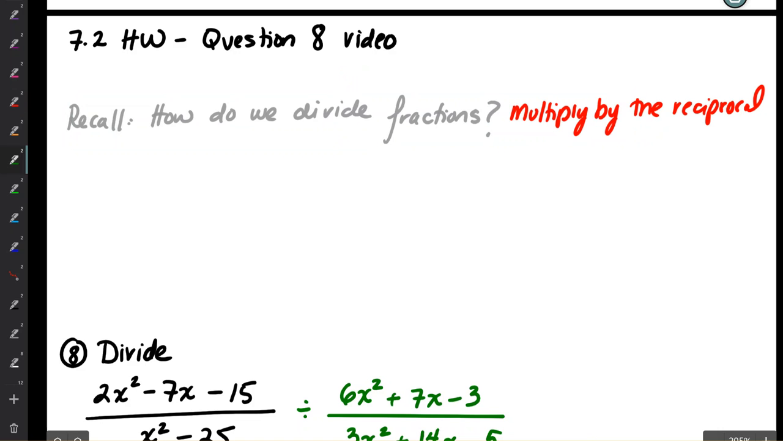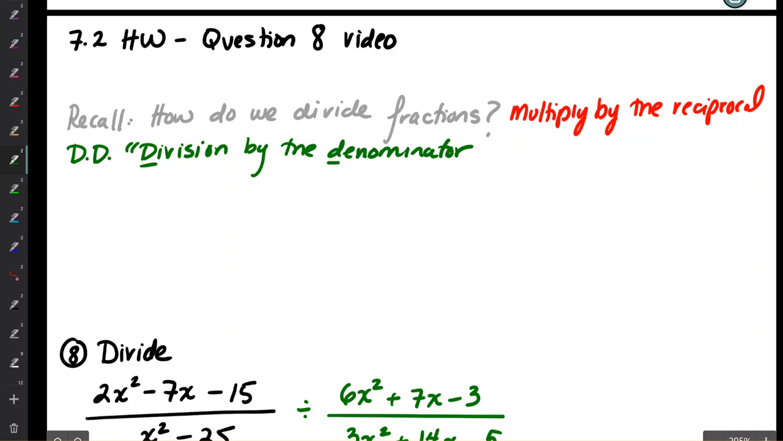And order matters in division, which is why I have been using DD, division by the denominator, right? A D and a D, to help ourselves remember that. So for an example, 2/5 in the numerator and a big old fraction bar, 8/5 in the denominator.